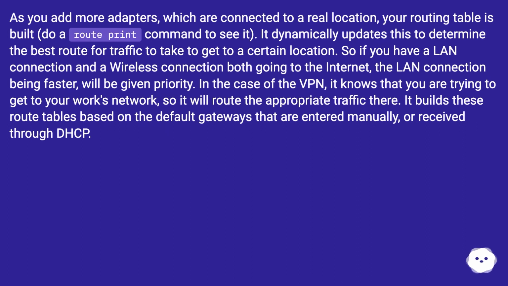In the case of the VPN, it knows that you are trying to get to your work's network, so it will route the appropriate traffic there. It builds these route tables based on the default gateways that are entered manually, or received through DHCP.